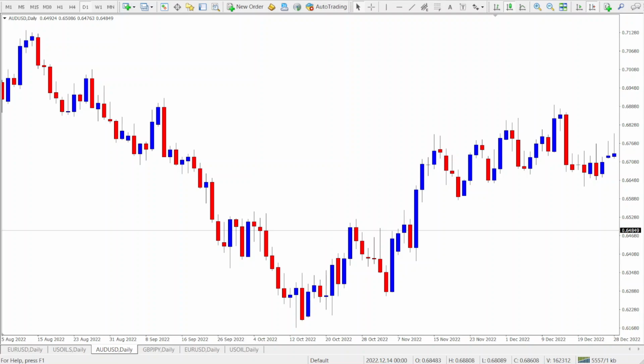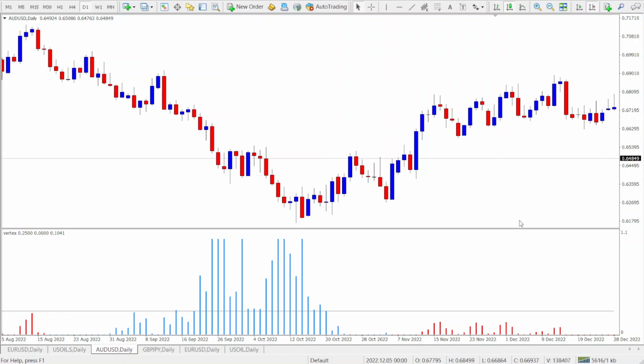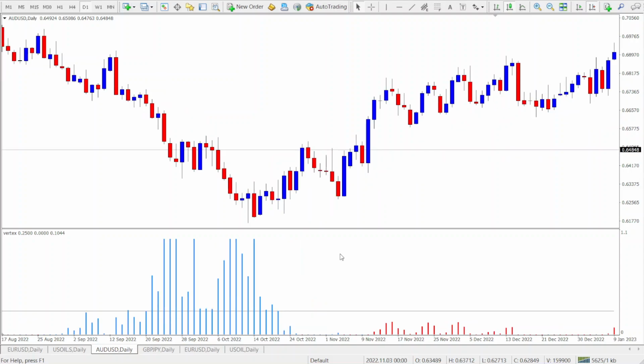In this particular video, we are going to be discussing the Vertex Indicator. The Vertex Indicator is quite straightforward. I'm going to add it to the chart right away so we can see it clearly. It is actually a custom indicator, so you will need to download it from an external site and add it to your indicators library.